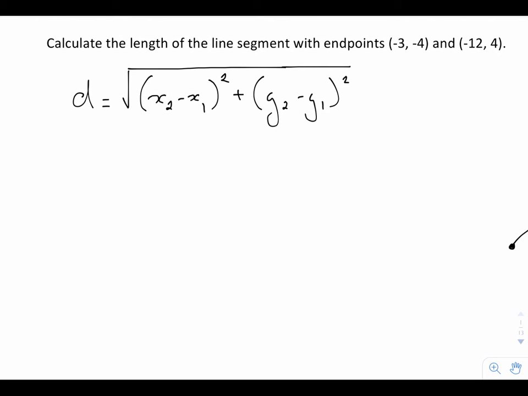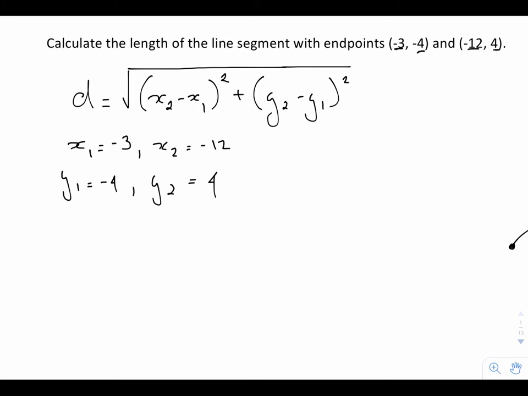Now in this problem, I'm going to take this -3 as my x1 and this -12 as my x2. So let me label those points. So I have x1 equals -3, and I have x2 equaling -12. Might as well finish off here. My negative 4 is going to be the y1 value. So that equals y1. And then my y2 value will be the last entry there, which is 4.